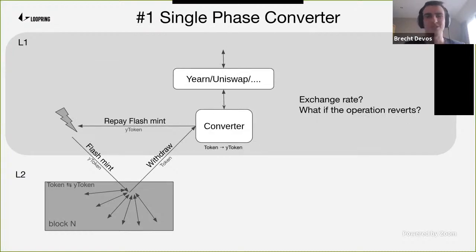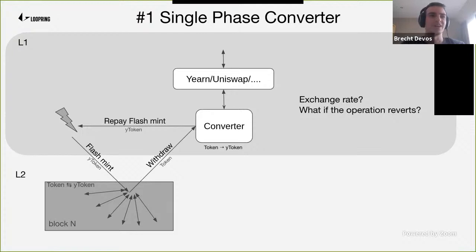So the first way to solve that is what we call the single phase converter, which is to actually do the trades on layer 2 with flash loans. And in our case, we can actually do flash minting. The good thing on layer 2 is that we can basically create tokens out of thin air. So we don't even have to use L1 flash loans, or even need to have access to these tokens at all. These tokens may not even exist on layer 1 or anywhere.